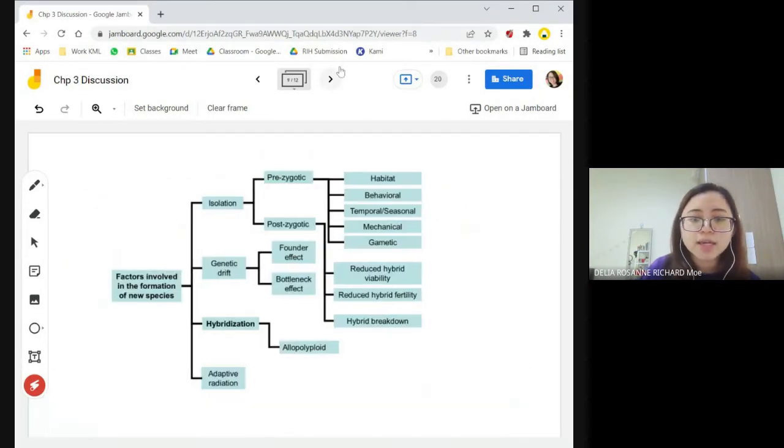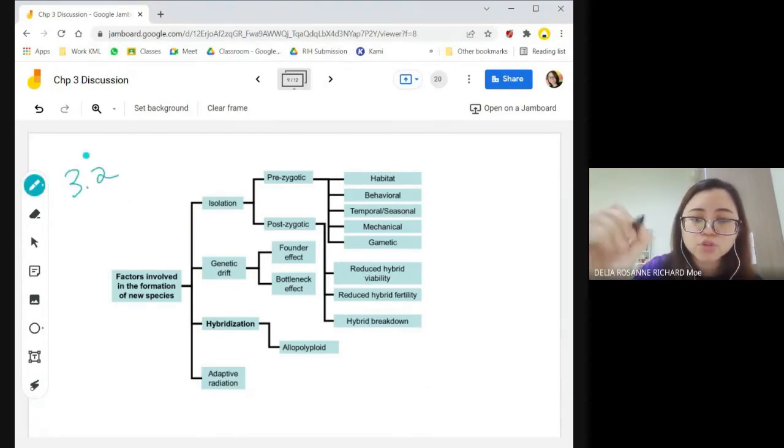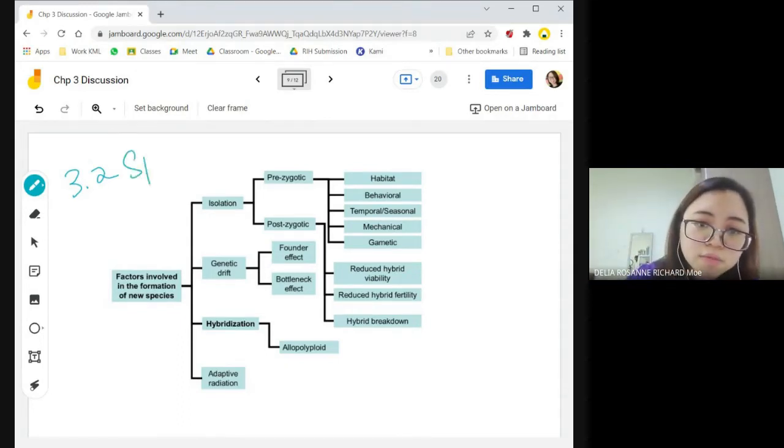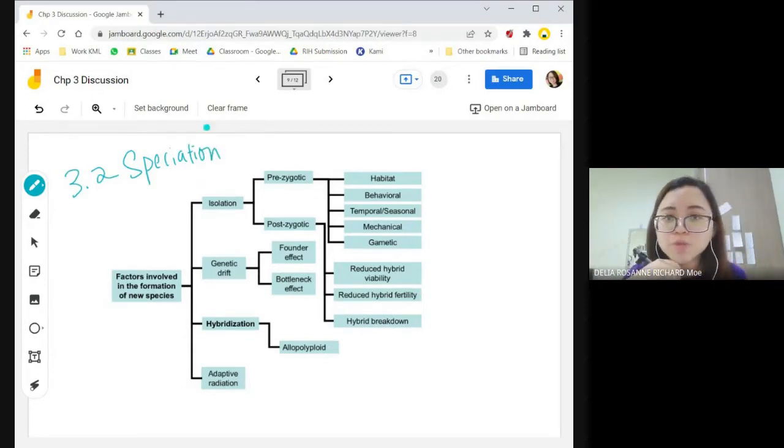And for that, now we are going to have a very quick look through 3.2, which is the speciation. Speciation, diringkaskan proses penghasilan spesies baru. And under speciation, we learn about the factors that can lead to speciation.